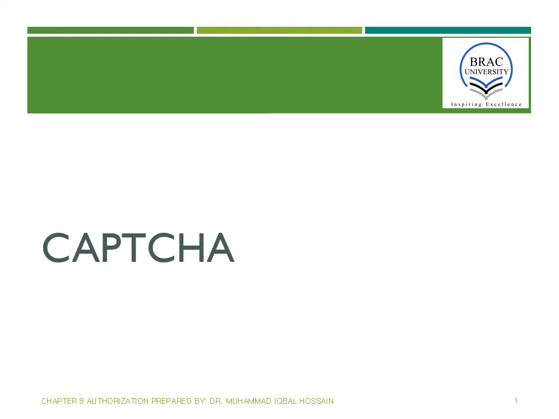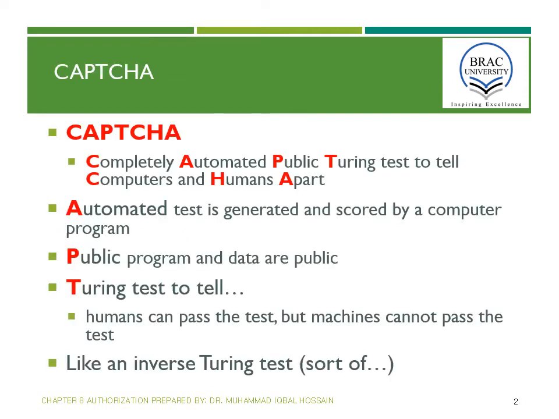So now we are going to talk about CAPTCHA. I think you have already heard about CAPTCHA. If you want to create a new account in Gmail or Facebook, they provide some image and you have to write what is written in the image. This text is distorted, so you have to read it and put it in the box. That is actually CAPTCHA.